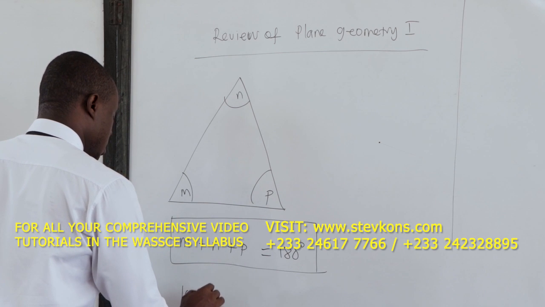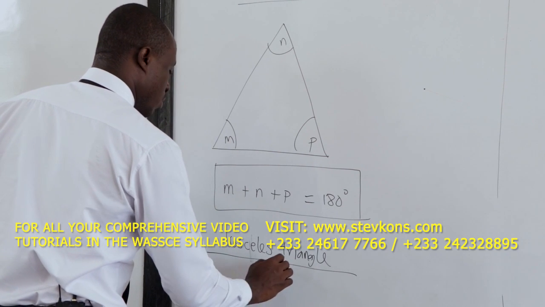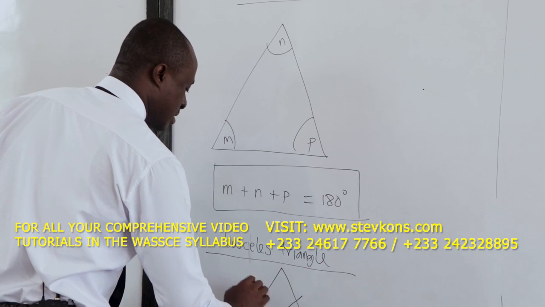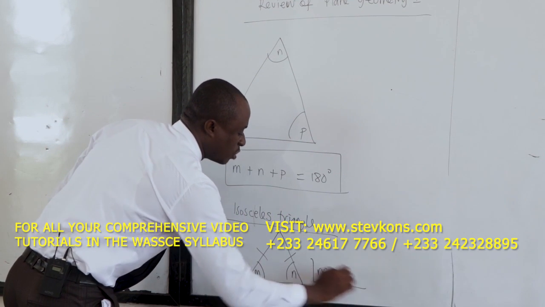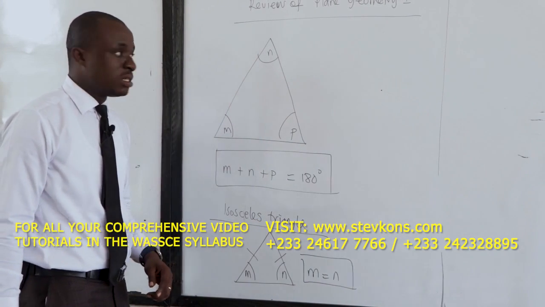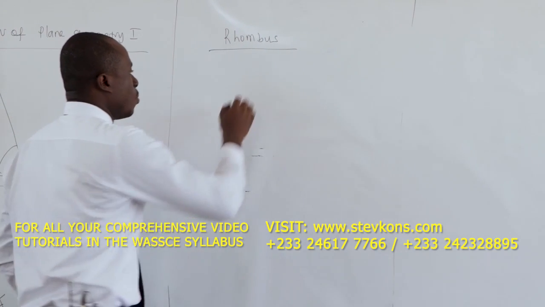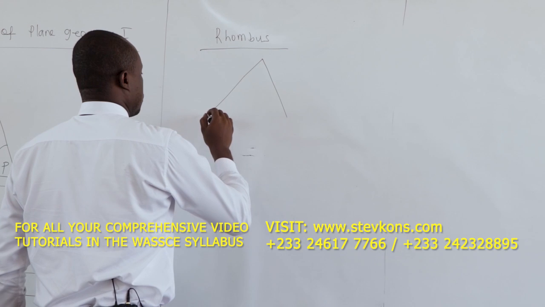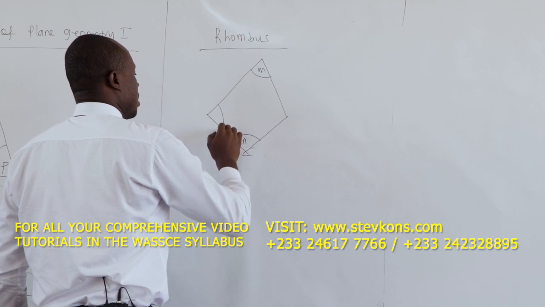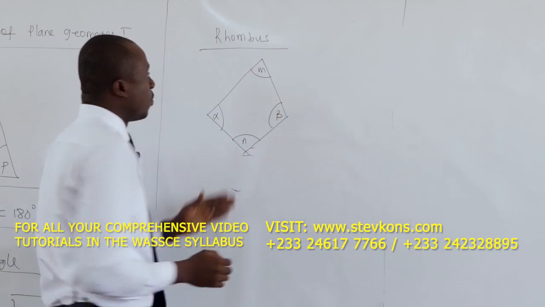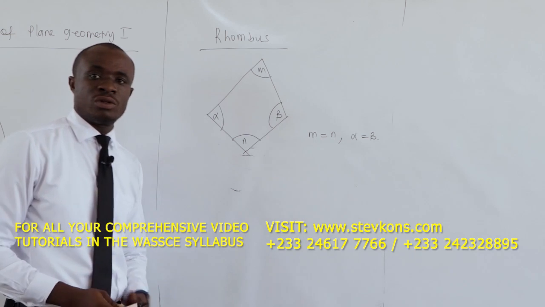Now, if you have an isosceles triangle, we know that base angles are the same. So if this side is equal to that side, then the angle here M is equal to the angle here N. So M is equal to N. That is if you have an isosceles triangle. If we have a rhombus, with a rhombus, opposite angles are equal. So if you have this rhombus, the angle here M and the angle here N, the angle here alpha and another angle here beta. With a rhombus, opposite angles are equal. So M is equal to N and alpha is also equal to beta.